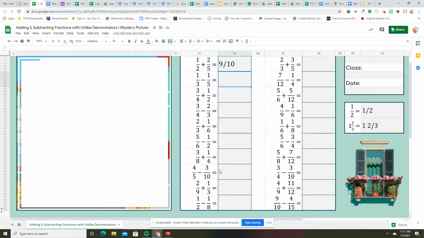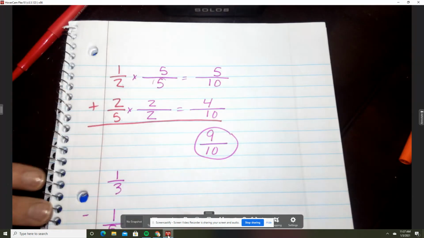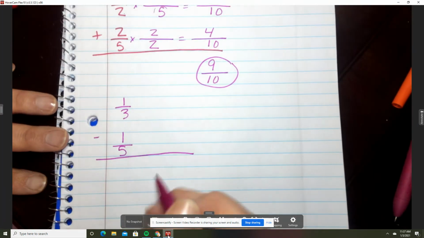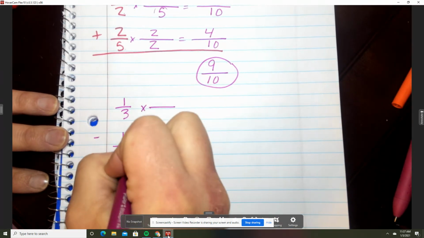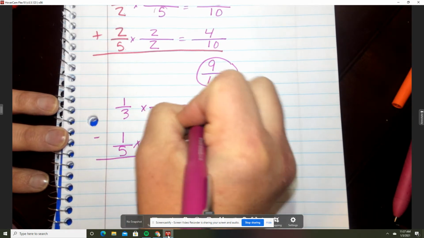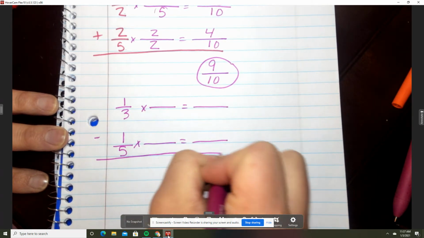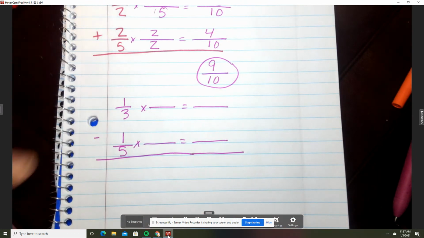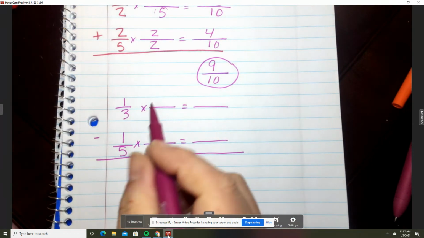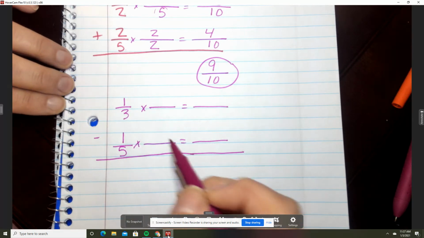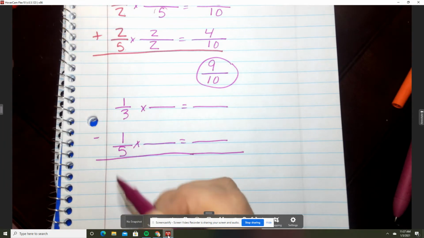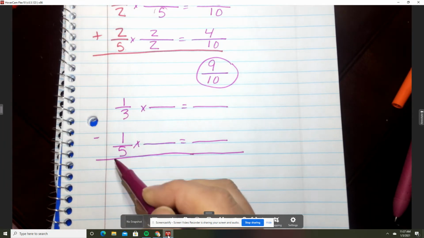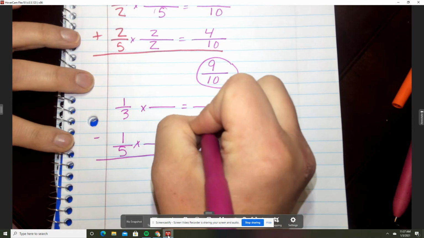1/3 minus 1/5. I'm still writing these vertically, so it is easier for me to create the new fractions. We are making equivalent fractions to get the denominator the same. To do that, you have to think about what 3 and 5 have in common. Can 3 go into 5? No, but you could do 3 times 5, and that would get you 15.